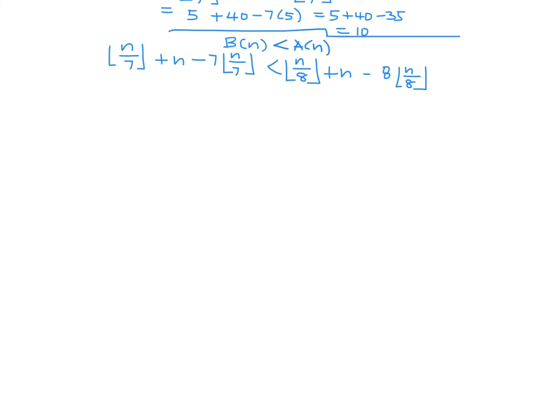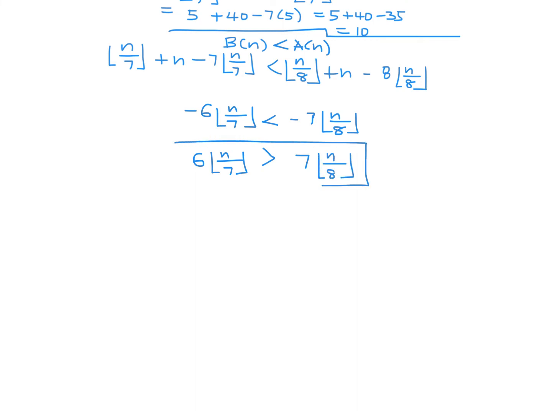Okay, great. So now let's work with this here. The n's cancel on both sides. This looks like it becomes minus 6 times the bracket of n over 7 less than minus 7 times the bracket of n over 8. And then that means that if you get rid of the negatives, this becomes 6 times the bracket of n over 7 is greater than 7 times the bracket of n over 8. Okay, great. So this is what we boil it down to.